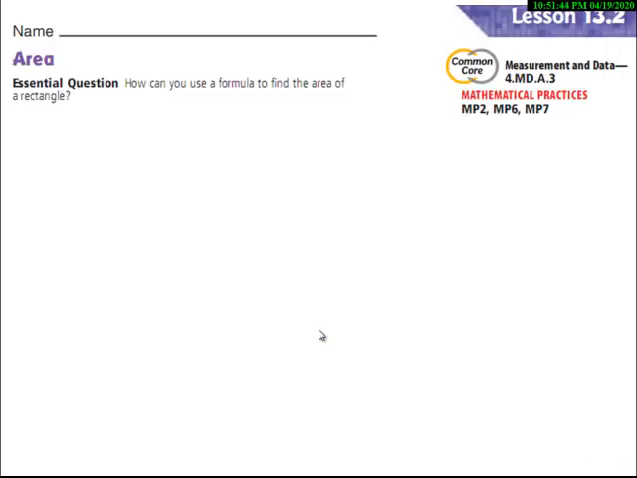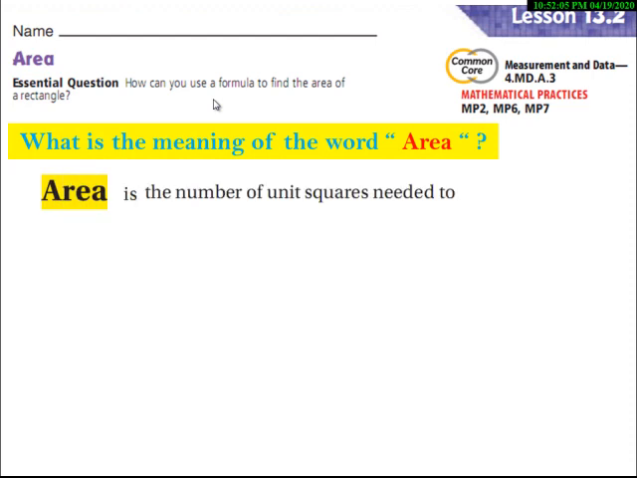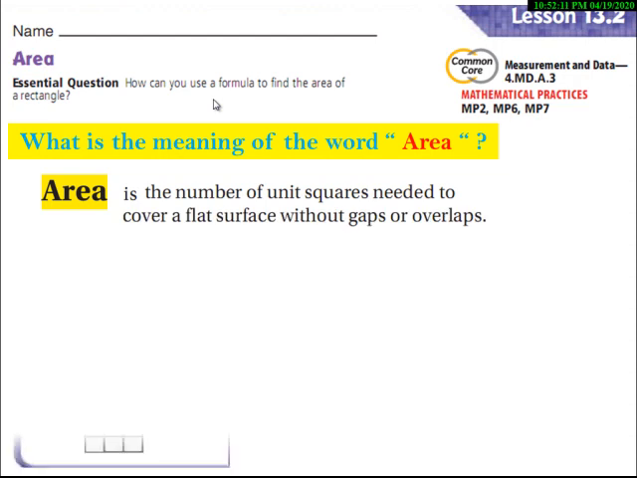Welcome to our new lesson 13.2, which is area. In today's lesson, we are going to talk about how we can use a new formula to find the area of a rectangle. So, what is the meaning of the word area? I'm going to tell you. Area is a number of unit squares needed to cover a flat surface without gaps or overlaps.